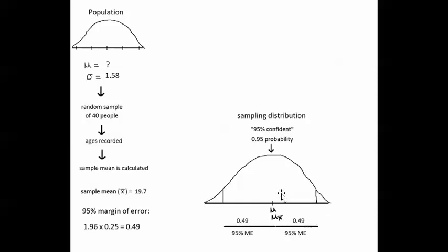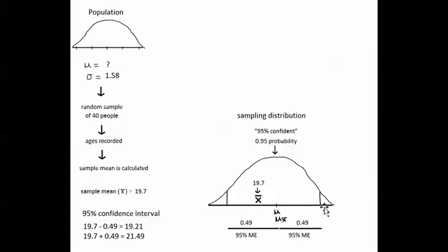And in this situation, what I can also do is take my sample mean of 19.7 and add and subtract the margin of error. If I do that, I get something called a 95% confidence interval. If I take the sample mean and add and subtract the 95% margin of error, I get 2 answers, and the interval between them is a 95% confidence interval. And this 95% confidence interval includes the population mean inside of it, as long as my sample mean of 19.7 is somewhere in this middle area, within 0.49 of the unknown population mean.